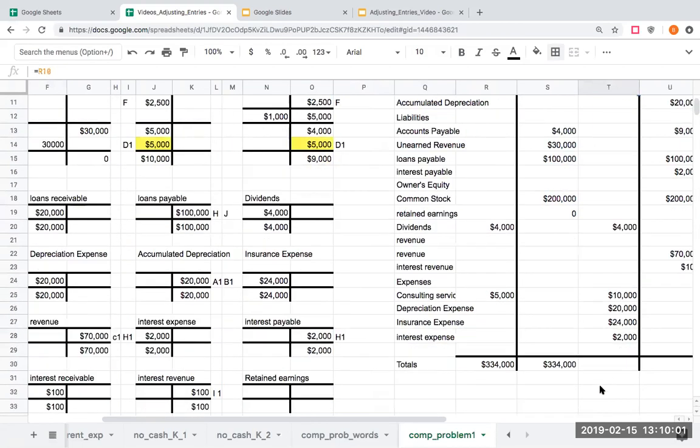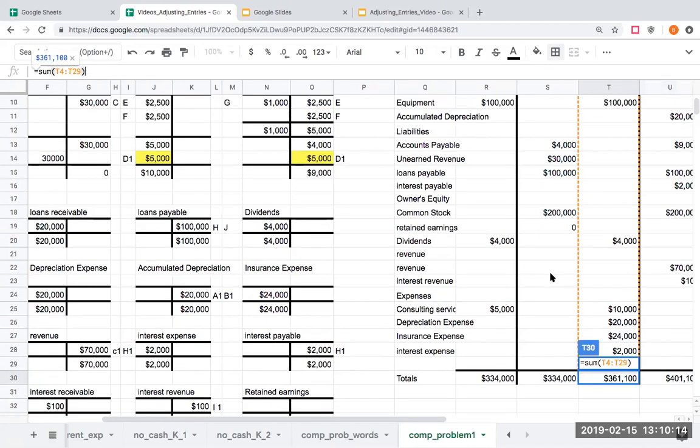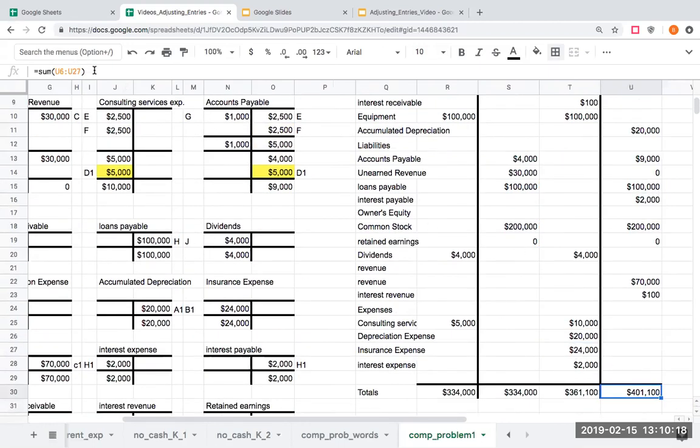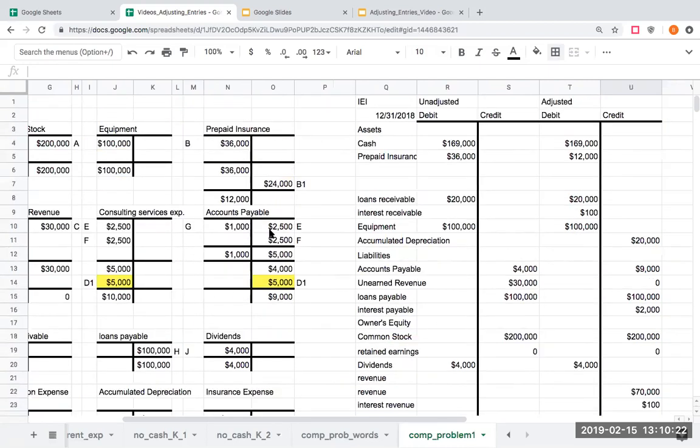Okay, so what I do now is I go through and add these up. Uh-oh, I don't balance. Now what do I do? Well, let's go check this out. Okay, this is a great exercise where I screwed something up, so let's check it out.